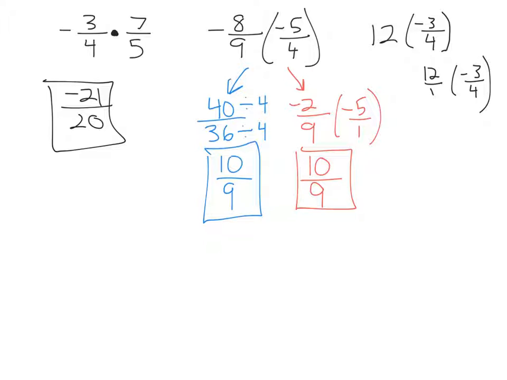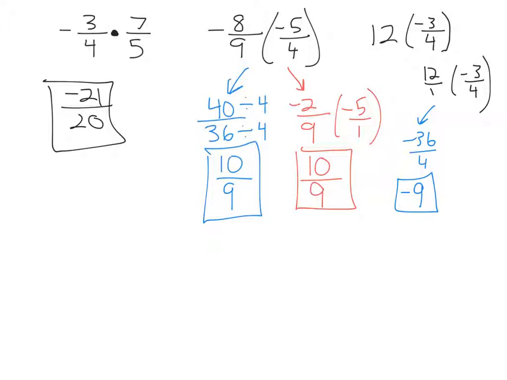I can multiply straight across and get negative 36 over 4. And I know 36 divided by 4 is actually going to give me a whole number. So 36 divided by 4 gives me 9. So my answer is negative 9.